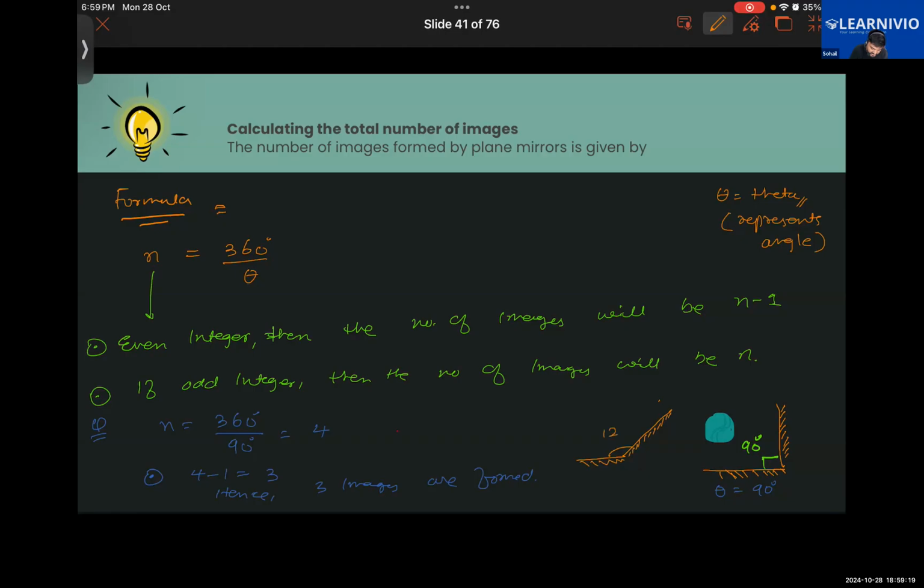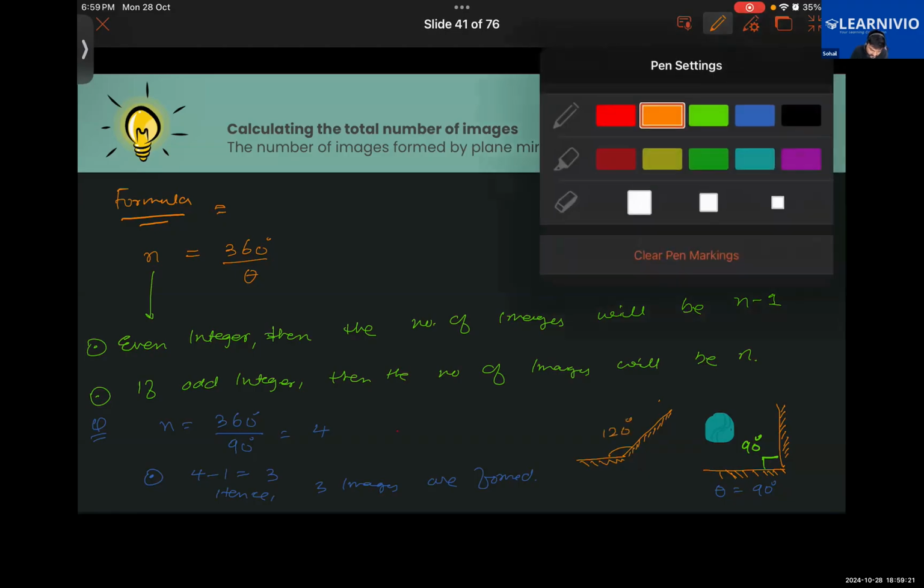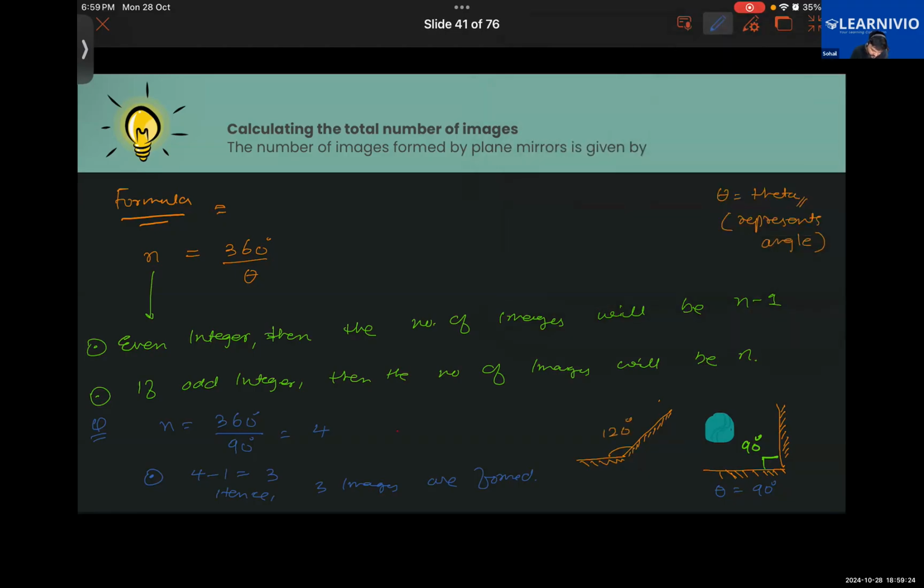120 is an acute or obtuse angle? Obtuse. Good. So n equals 360 upon 120, and n came out to be 3. So 3 is an odd number, so thereby the number of images will be 3. You don't have to add or subtract 1 from it. Okay. So if everyone got this, I'll be giving some questions. If there's some doubt, please let me know.